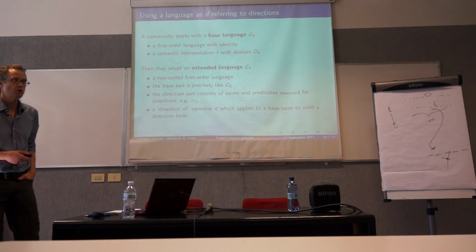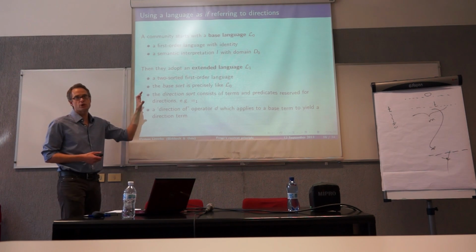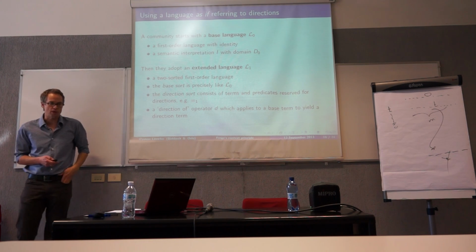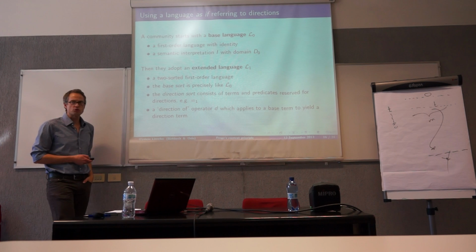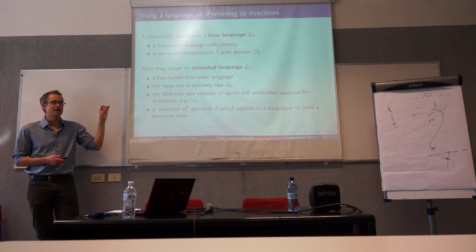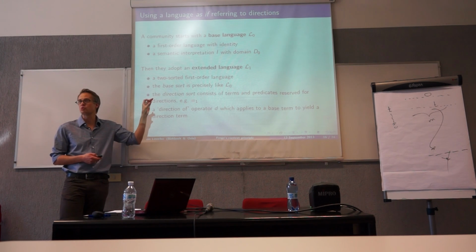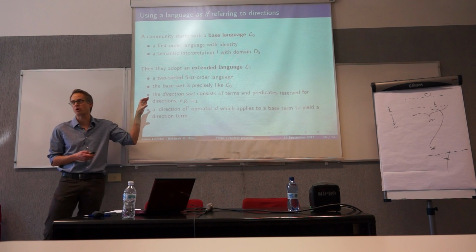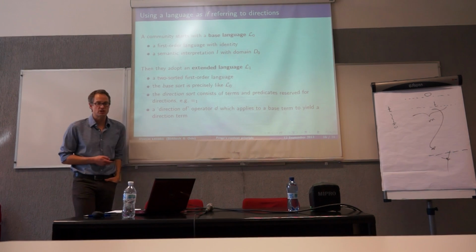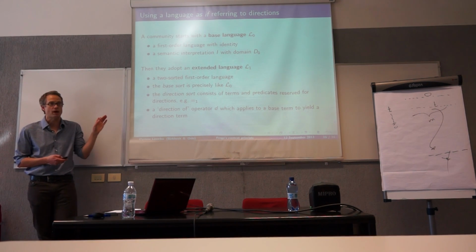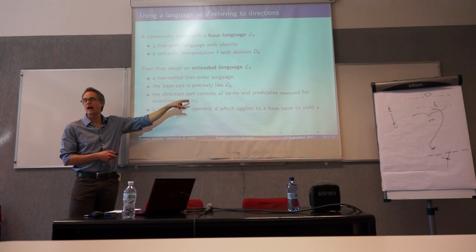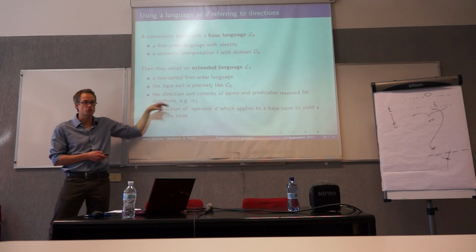Two-sorted first-order language, so there will be a separate sort here for direction terms. That's no big deal. You could get around that if you wanted to. The base sort is precisely like the original language, so that's a sort of variables, terms, predicates they use to refer to the good old familiar concrete objects. And then they have a new direction sort that consists of terms and predicates that are reserved for directions. Okay? And then a special identity predicate that can be flanked by suitable terms from that new sort.